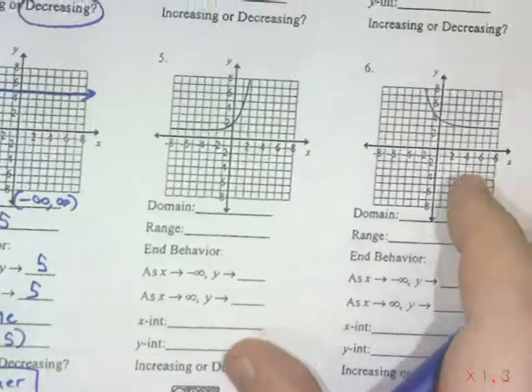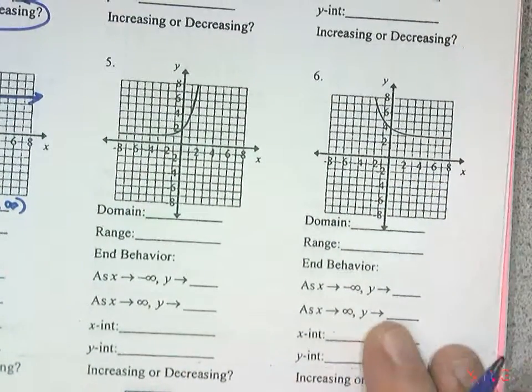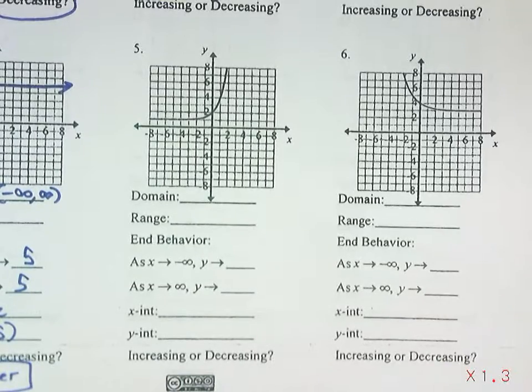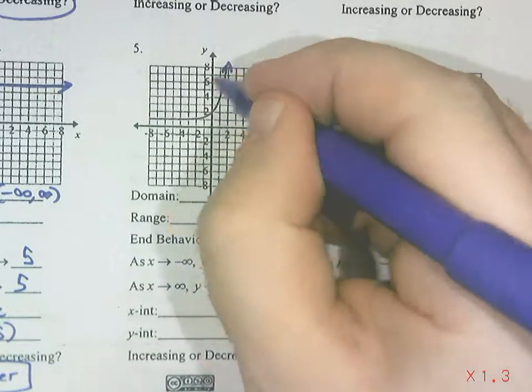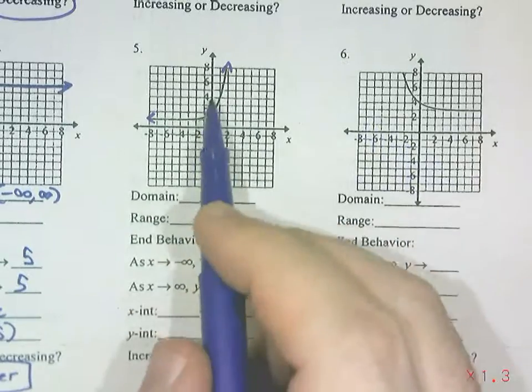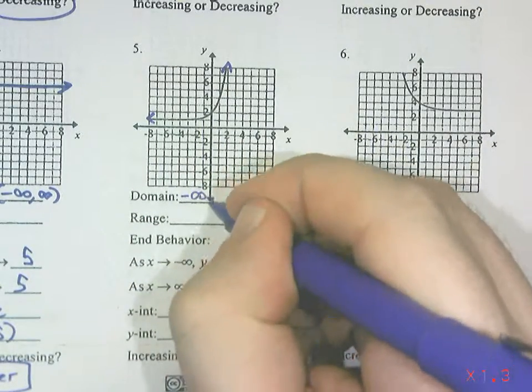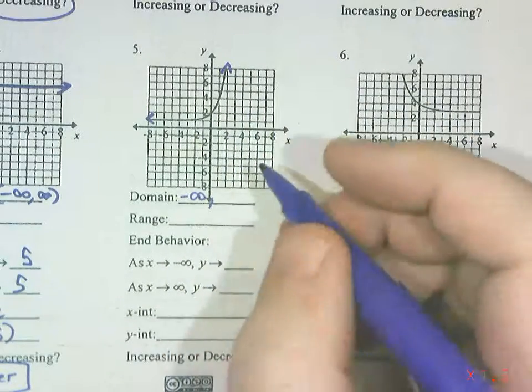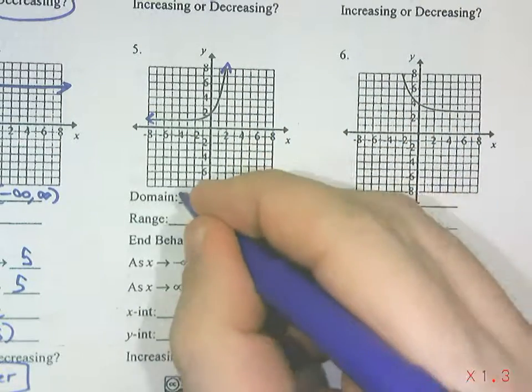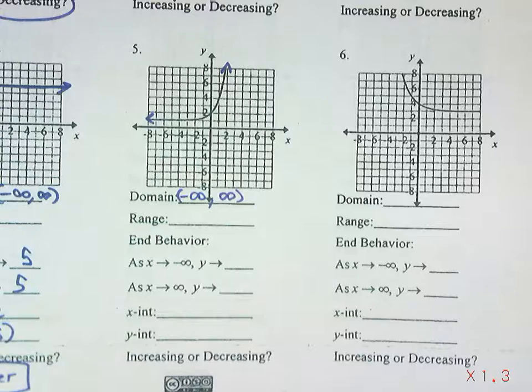Let's look at the next one here. So on this one, again, we have arrows at the end here. Looks like it's going forever to the left, so negative infinity. And it's going forever up to the right, so that would be positive infinity, so the domain is negative infinity to infinity.